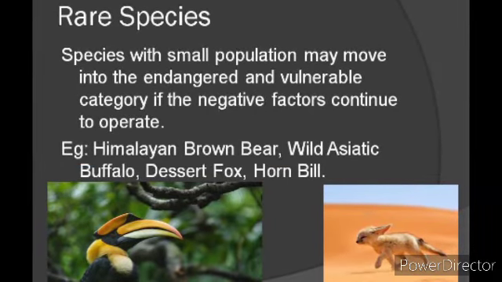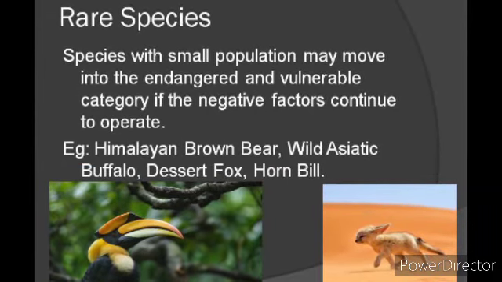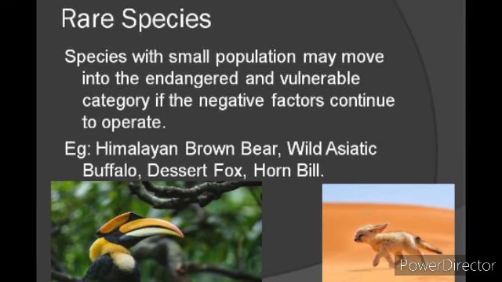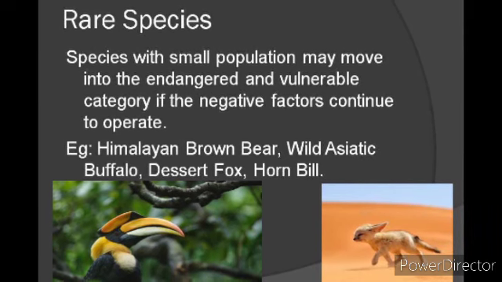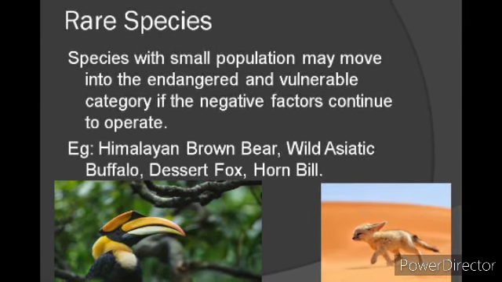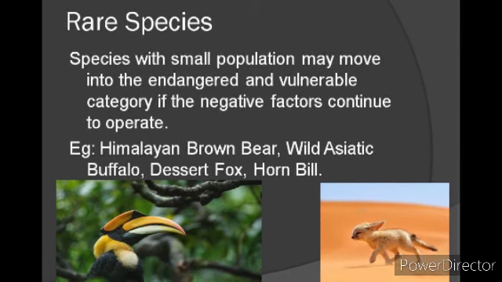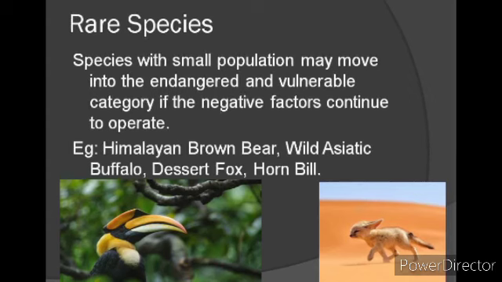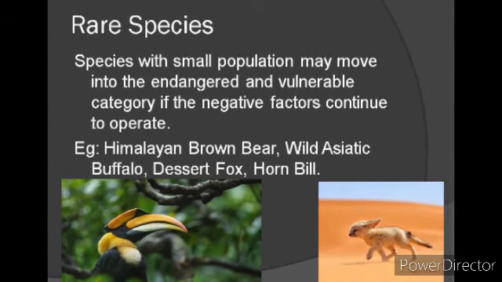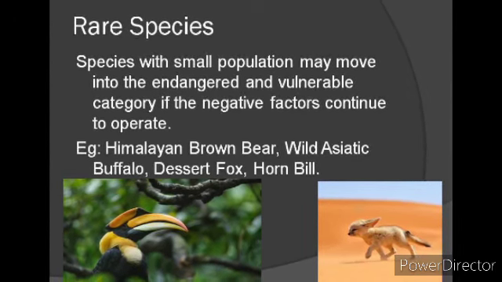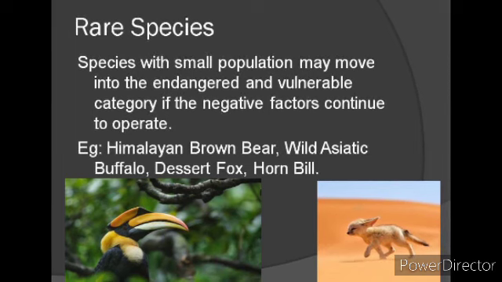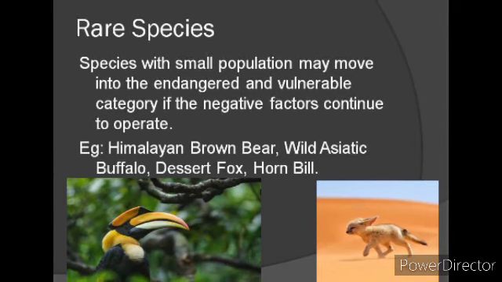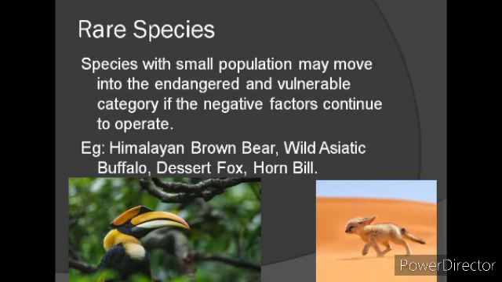So what is a rare species? Species with a small population may move into the endangered and vulnerable category if the negative factors continue to operate. Examples of rare species are the Himalayan brown bear, wild Asiatic buffalo, desert fox, and hornbill. See, these species are small in population, so they are not many.